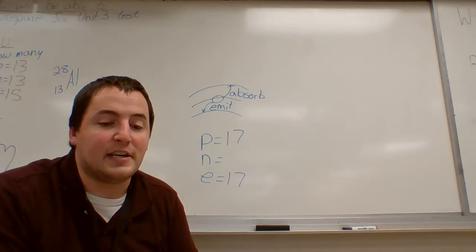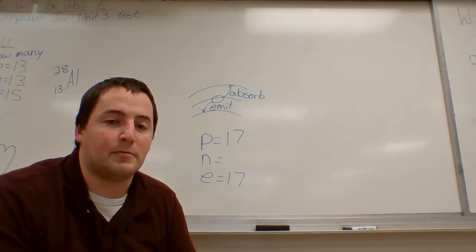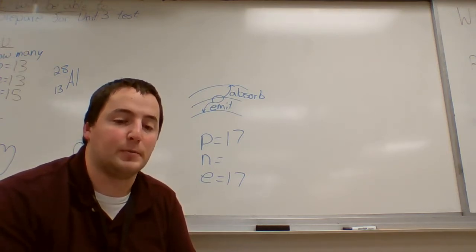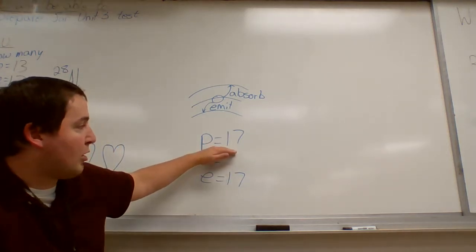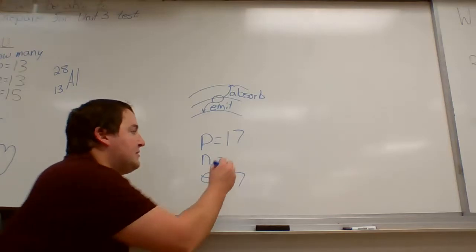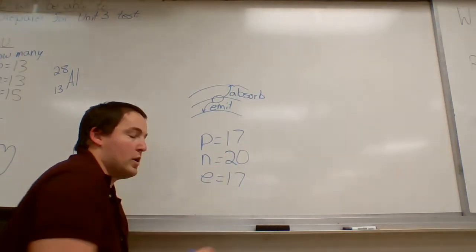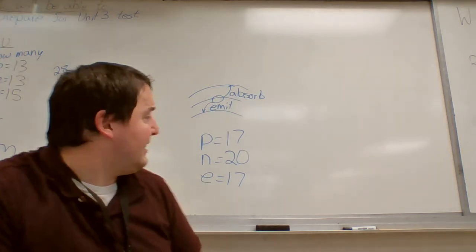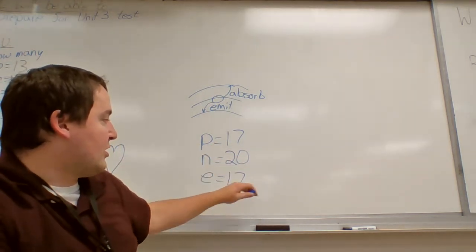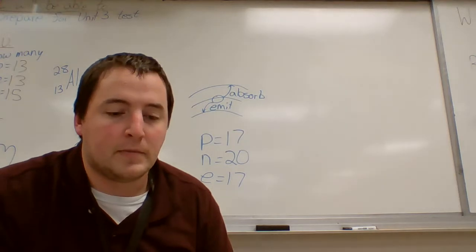But in number 18, it's called chlorine 37, which means the mass number was given to you. So you take the mass number 37, subtract the protons, so 37 minus 17, and that gives you 20 neutrons. So the answer to 18 is 17 protons, 20 neutrons, 17 electrons.